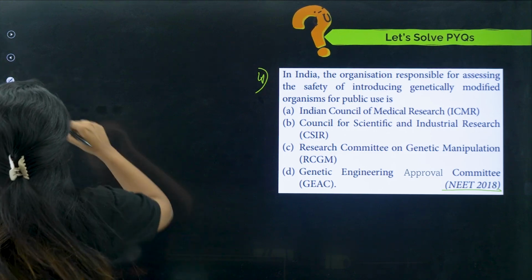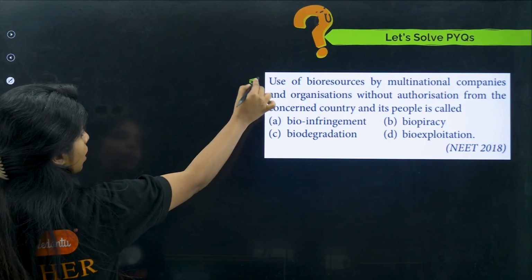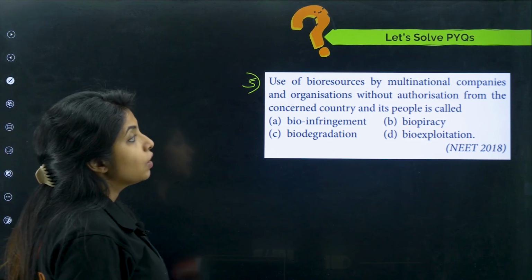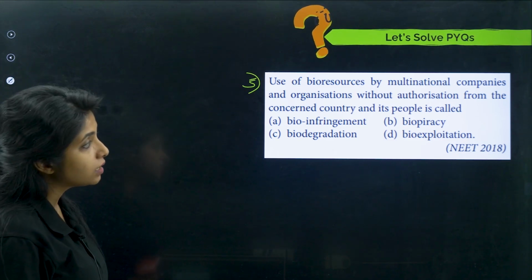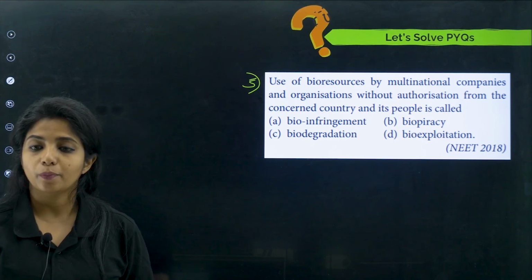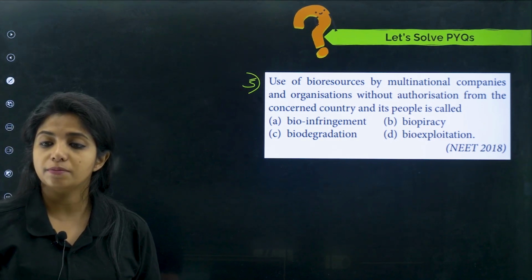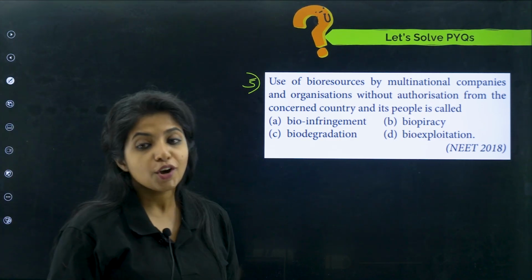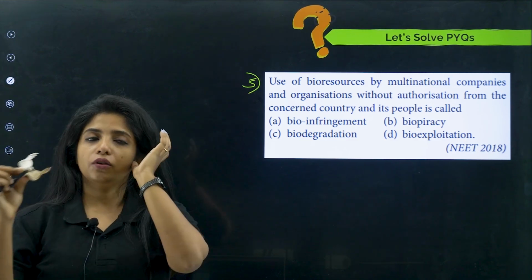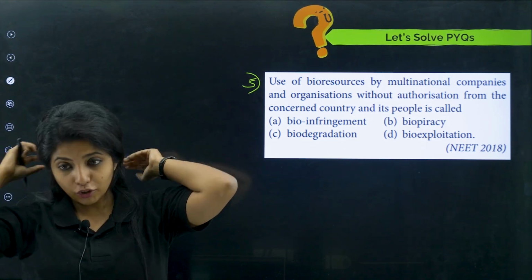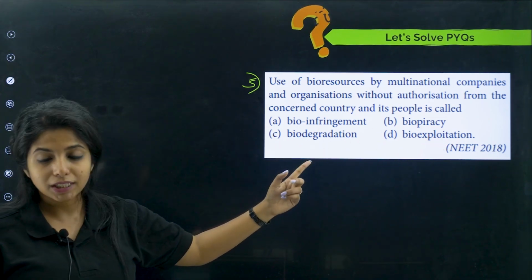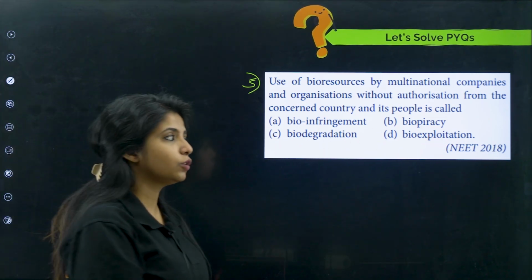Now next question that we have, fifth question. Use of bioresources by multinational companies and organizations without authorization from the concerned country and its people is called as bio-infringement, bio-piracy, biodegradation, bio-exploitation. If you have not studied this chapter properly, if you do not know about bio-piracy, the answer that you probably give is bio-exploitation. But this is not the answer, you know the answer. It's a very direct question. Again, this came in NEET 2018.